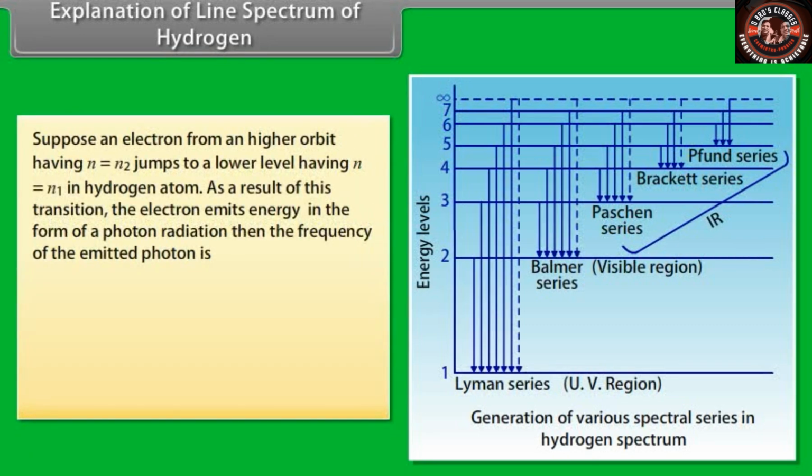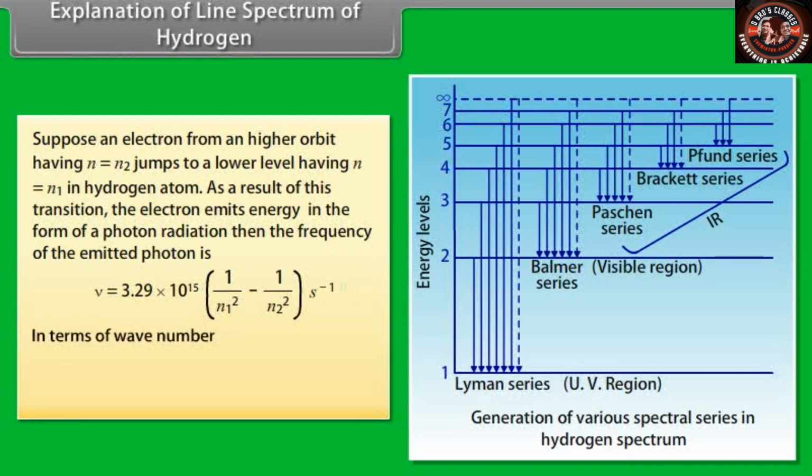Suppose an electron from a higher orbit having n = n2 jumps to a lower energy level having n = n1 in hydrogen atom. As a result of this transition, the electron emits energy in the form of a photon radiation. Then the frequency of the emitted photon is frequency = 3.29 × 10^15 × (1/n1² − 1/n2²) per second. In terms of wave number, 109677 × (1/n1² − 1/n2²) per centimeter.